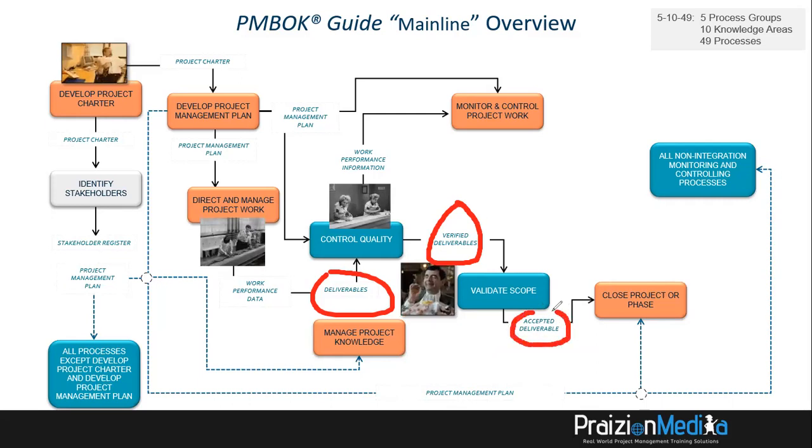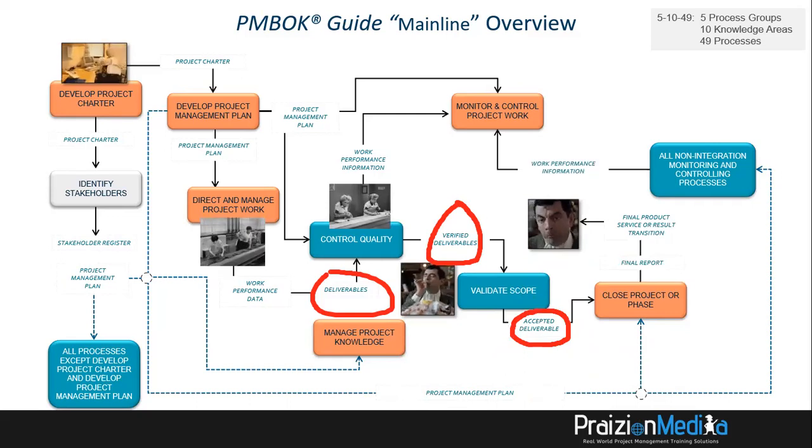And honestly, these three are so important for your journey to understand: what does PMI mean by a deliverable, a verified deliverable, and an accepted deliverable. We're ultimately going to get a final product, service, or result transition to the customer. We're also going to get a final report. And along the way, we're going to get work performance information going into monitor and control project work from all of these non-integration monitoring and controlling processes. That's another one to look out for.